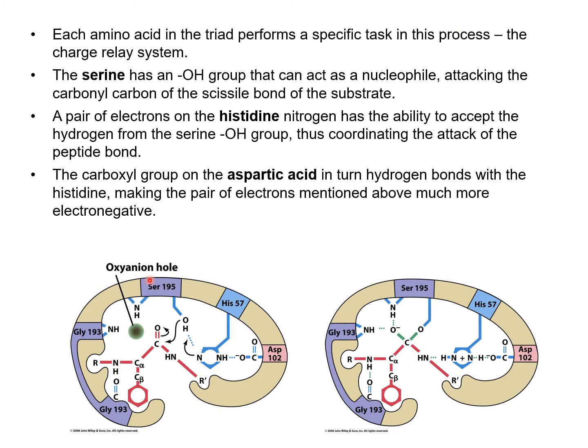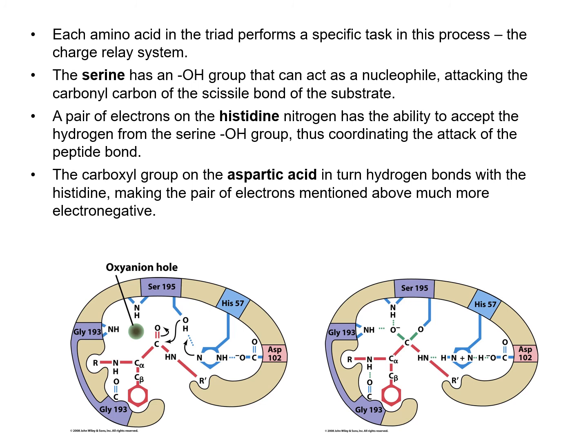Each amino acid in the catalytic triad performs a specific task in this process, which is called the charge relay system. And let's talk more about this system. So the first step of the process would be the substrate or the polypeptide binding into the active site of an enzyme, but this will still have the oxyanion hole, which inhibits the interaction between the other residues and the substrate for further process, especially for the cleavage of this enzyme.